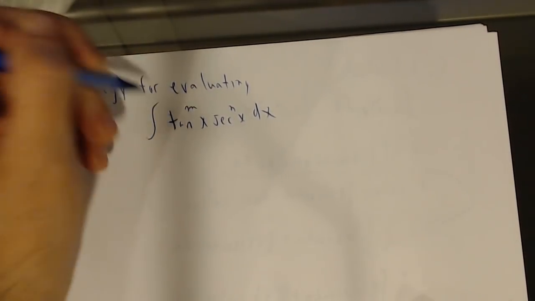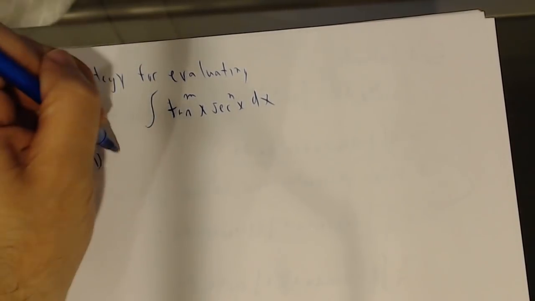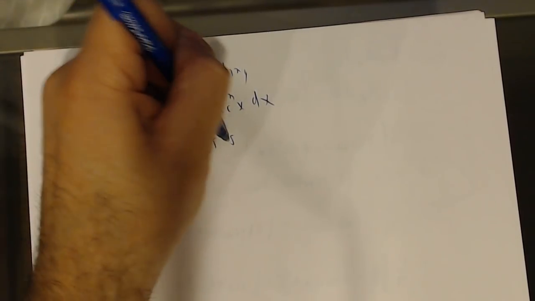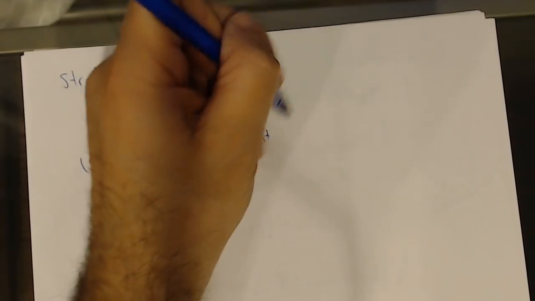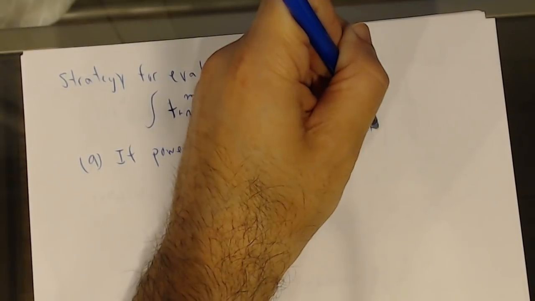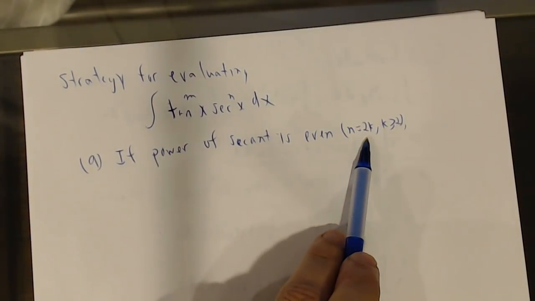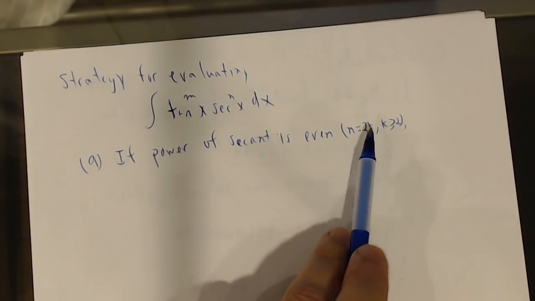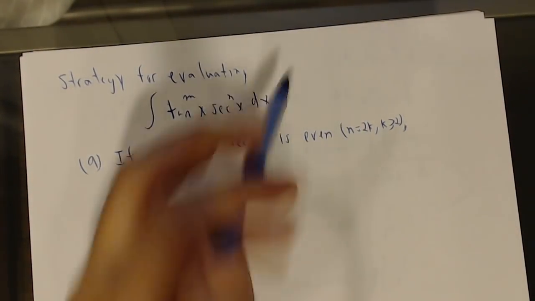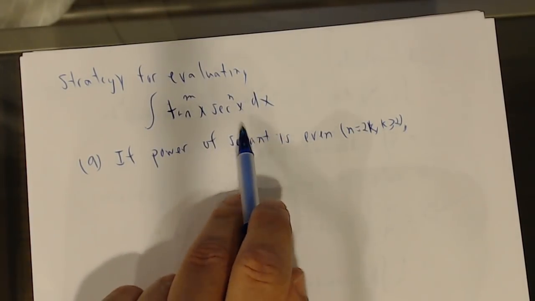Okay, so once again we're going to keep track of the powers. The first method is if the power of secant is even, so we're basically saying n equals 2k and k is greater than or equal to 2. So what are we saying here? If it's even, but in a sense where it's 4, 6, 8, so remember, we're talking about even, and it has to be greater than 2. So what if it's secant to the 4th, secant to the 6th, 8, and so on?